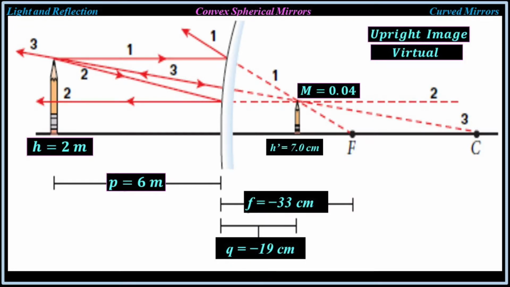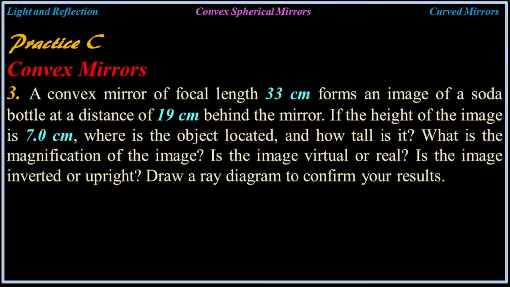Okay, next. A convex mirror of focal length 33 centimeters forms an image of a soda bottle at a distance of 19 centimeters behind the mirror. If the height of the image is 7 centimeters, where is the object located and how tall is it? What is the magnification of the image? Is the image virtual or real? Is the image inverted or upright? Draw a ray diagram to confirm your results.